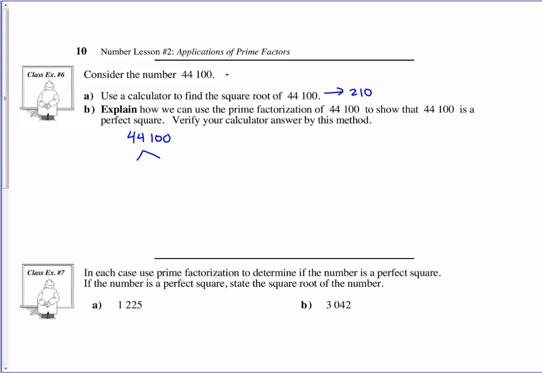Especially because this one, what's a large number I can divide it by? 100. 2 zeros. That's nice. Now it's not so bad. 100, 25 times 4. We'll worry about 441 later. 2 times 2 for 4, and 25 is 5 times 5.